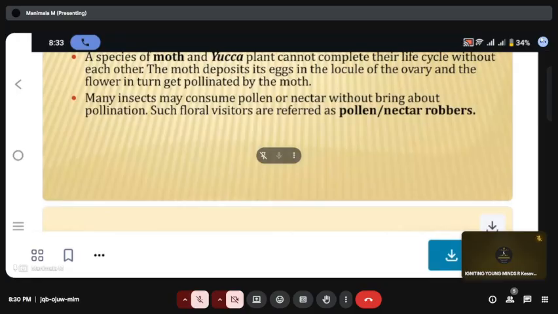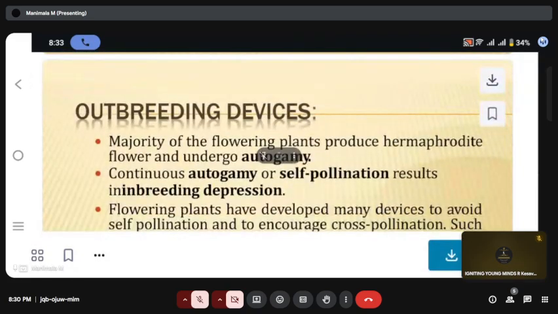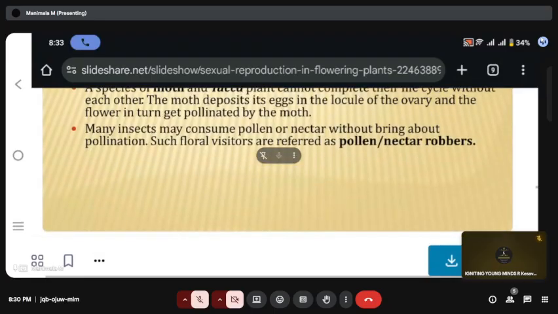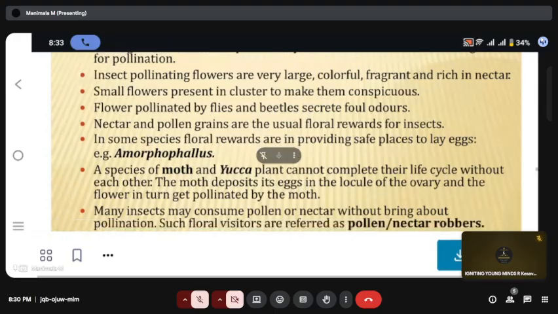Any doubt? Any doubt, Amma? No, ma'am. Is it clear, children? The final topic of this lesson is outbreeding devices. Yes, any doubt in this? You got the idea, right? Yes, ma'am. Okay.